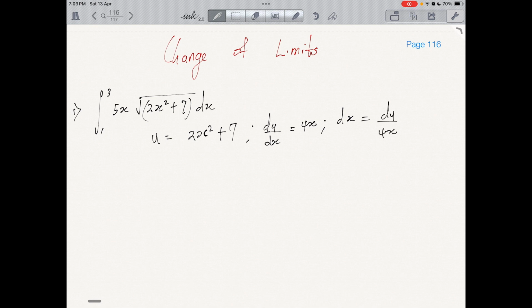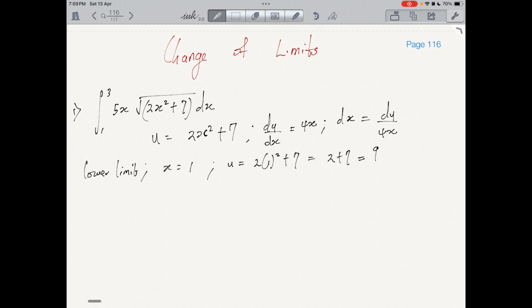Now, let's consider the lower limits, and let us also consider the upper limits. So lower limits: x is equal to 1, and when x is equal to 1, our u is equal to 2 into 1 squared plus 7, which is 2 plus 7, which is equal to 9.